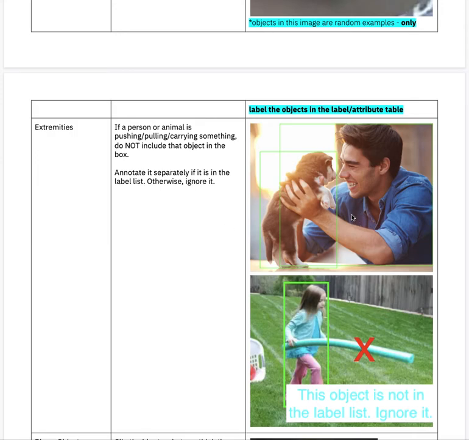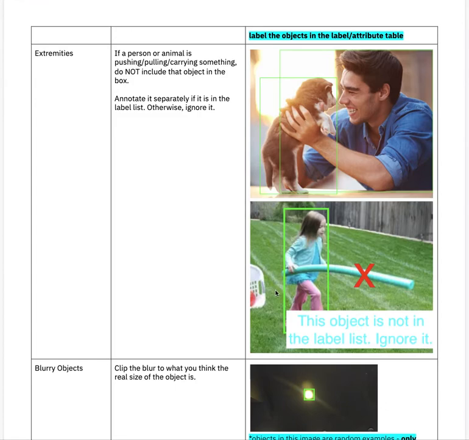So this guy is holding this animal. This animal also has a label for it, so both of them are annotated separately. While this girl is annotated, this pool noodle that she has does not have a label, so you would just ignore it. You wouldn't box it at all.